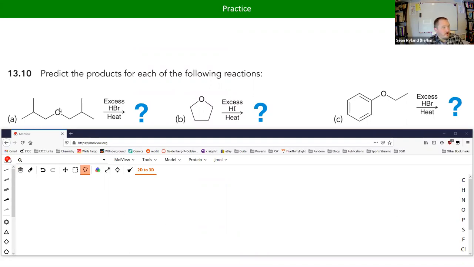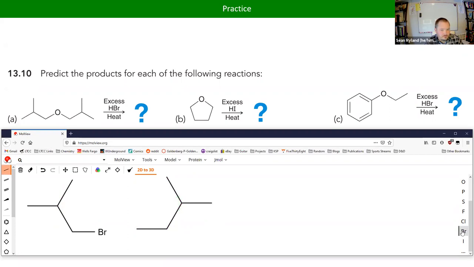All right, so for this first one, for all of these acidic cleavages, we're just going to break the oxygen bonds. Water is going to be our product for all of them, though not the most important product. For all of them, we're going to break both carbon-oxygen bonds, and wherever the oxygen was, we're going to attach the relevant alkyl halide. So for this first one, we have an isopropyl or an isobutyl group on each side, and bromine is our halide. So we just break the ether up, put the bromine in.